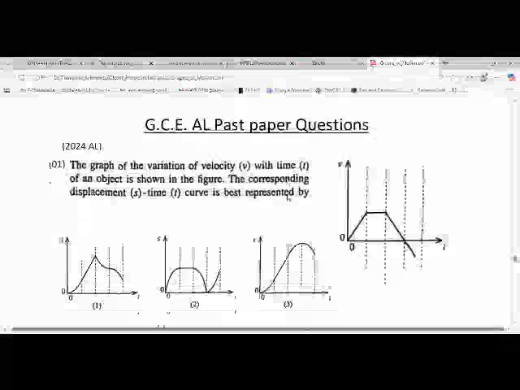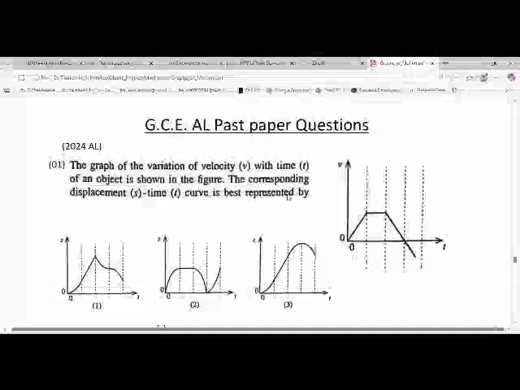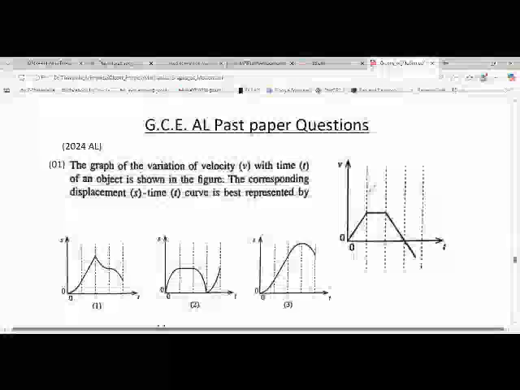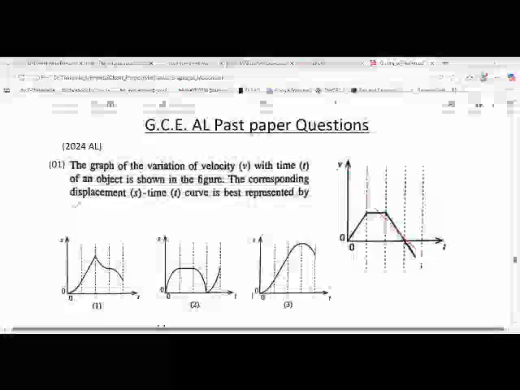2024. The graph of the variation of velocity with time of an object is shown in the figure. The corresponding displacement time curve is best represented by. The velocity time graph is given. Here, the velocity time graph is given. You have to find the suitable displacement time graph. Okay.